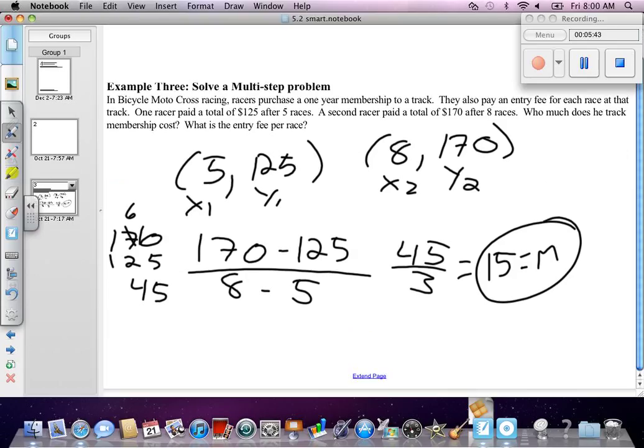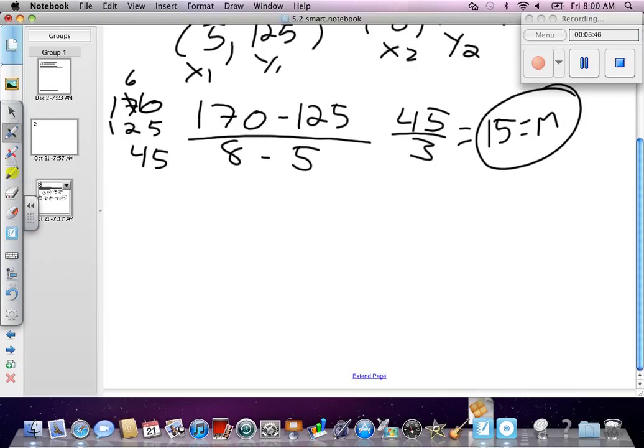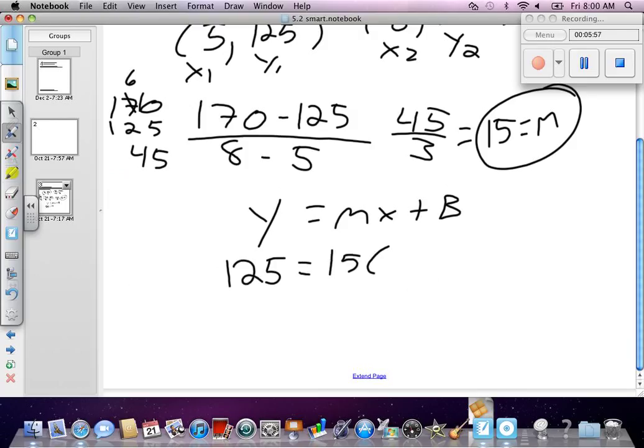Okay? Now we're going to take it and put it in y equals mx plus b form. We don't know the b, but we do have the y, which is 125. We have the slope, which is 15, and we have the x, which is 5. 5 times 15 is what? 15 and 15 is 30. So that's 60, 75. Yep. So 125 equals 75 plus b.